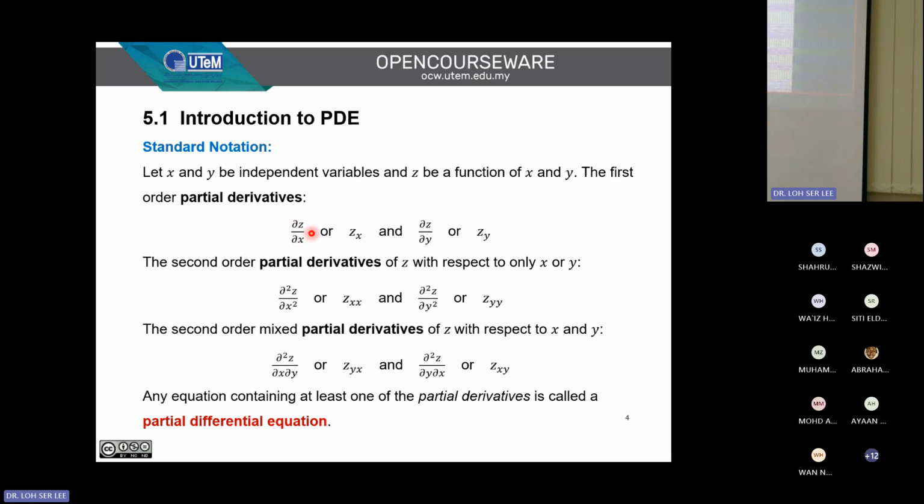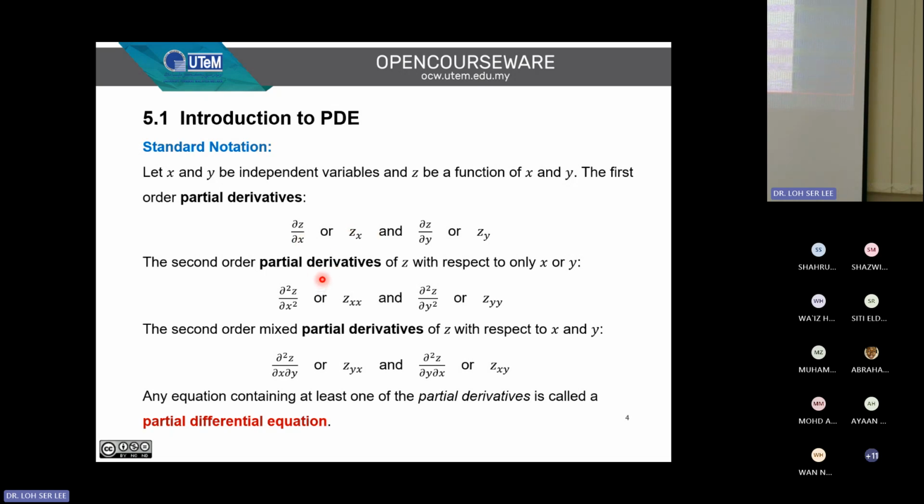Why do we use del? Because we have to distinguish which independent variable we are differentiating with respect to. Because you have x and y, when you differentiate z, you are differentiating z with respect to x or y. So either you can write it this way or this way.